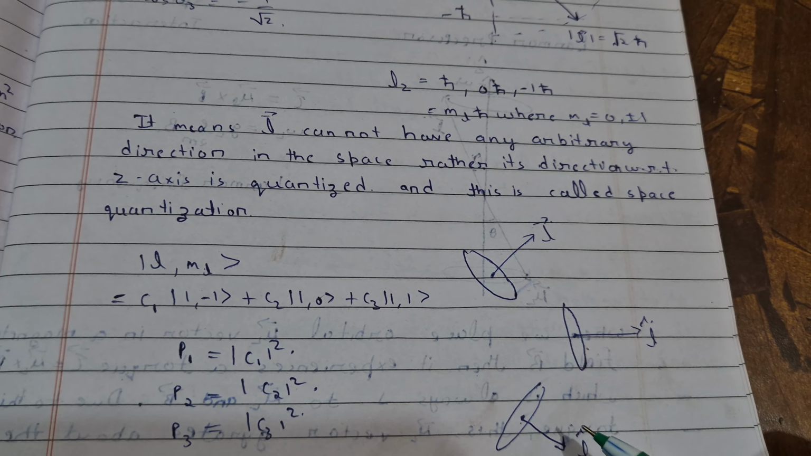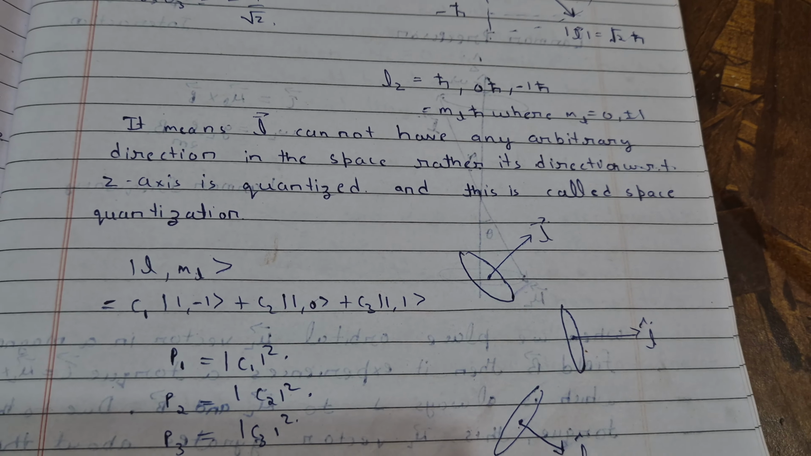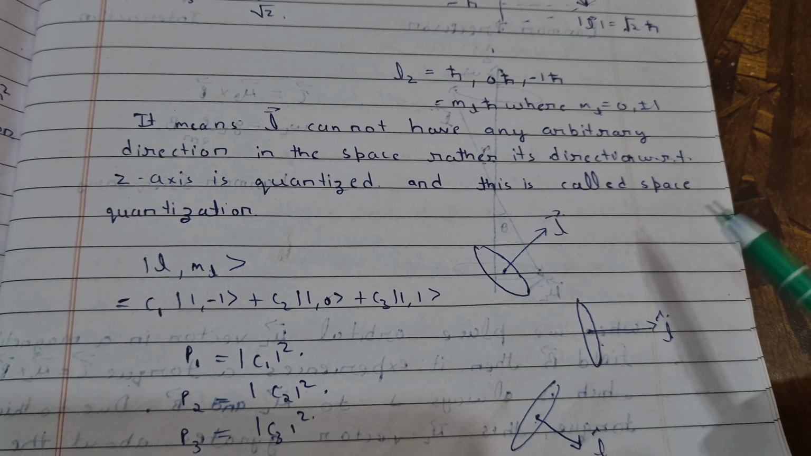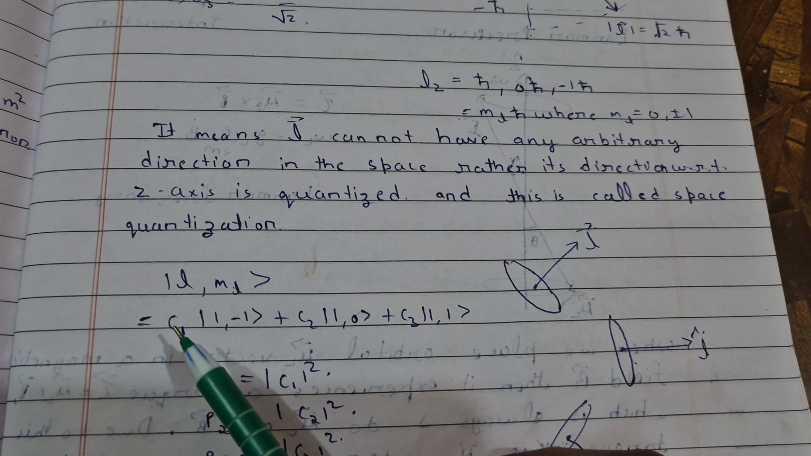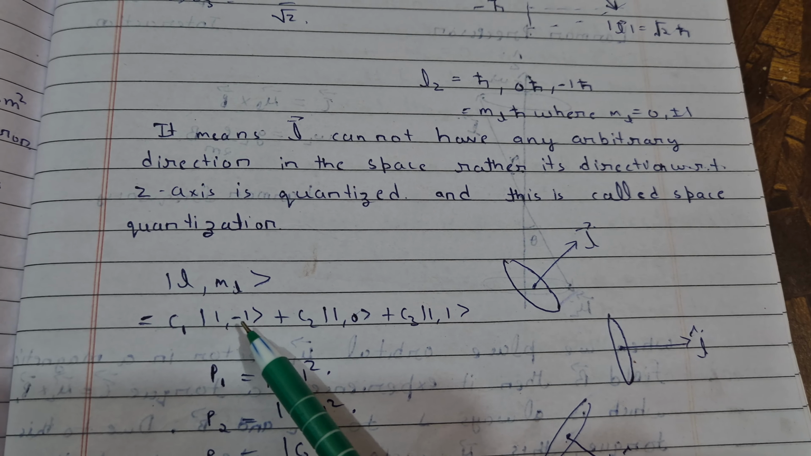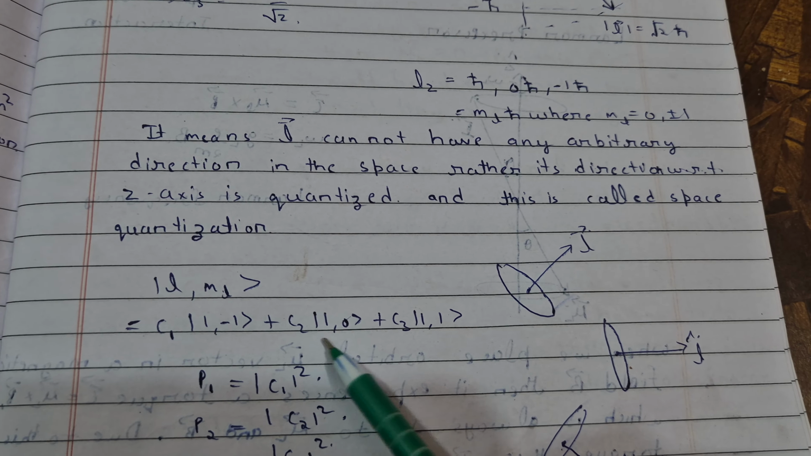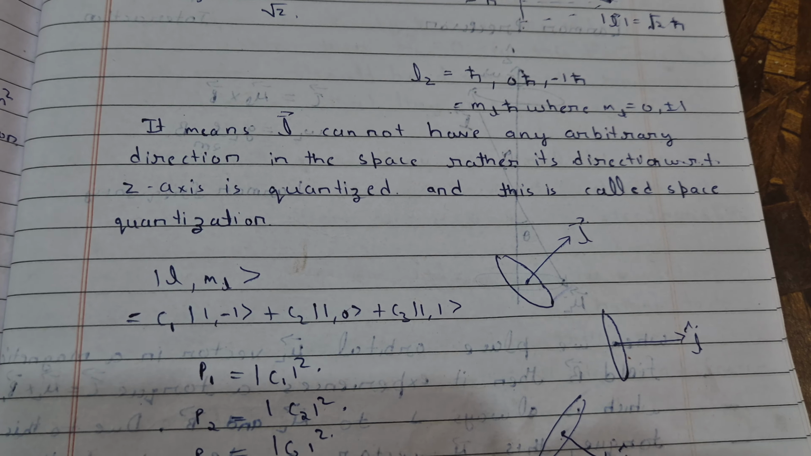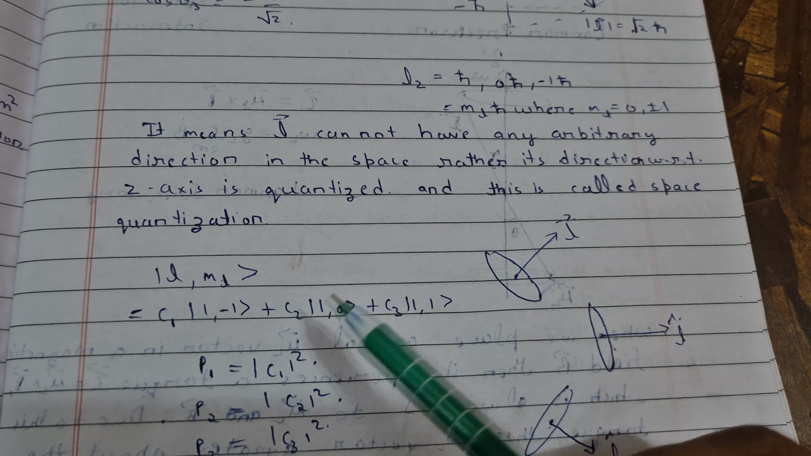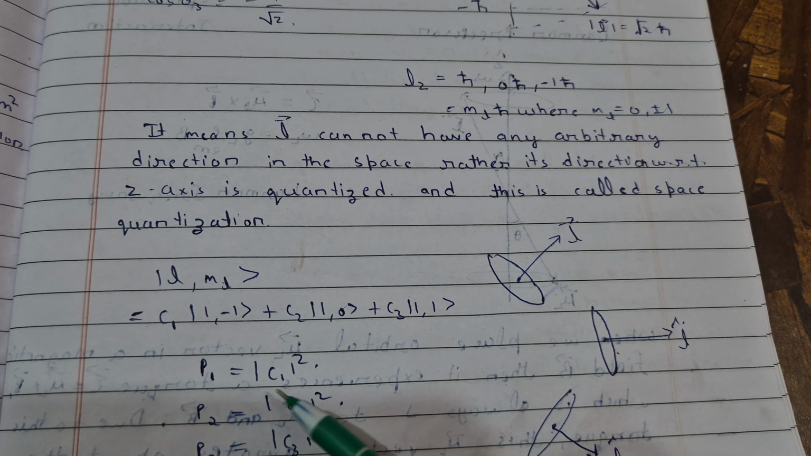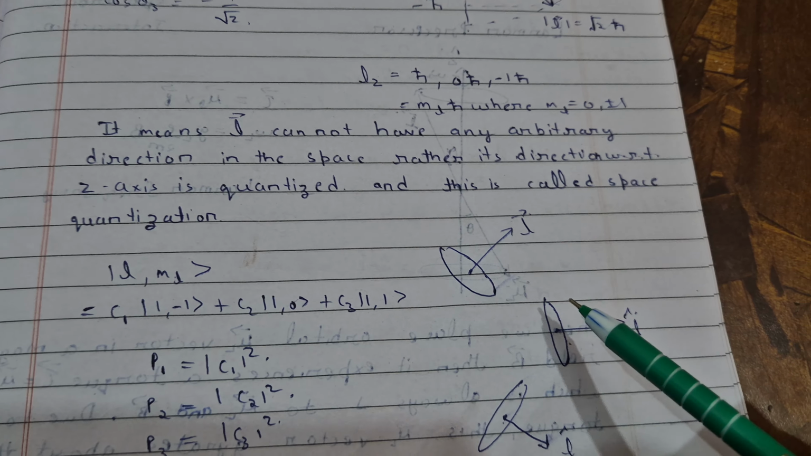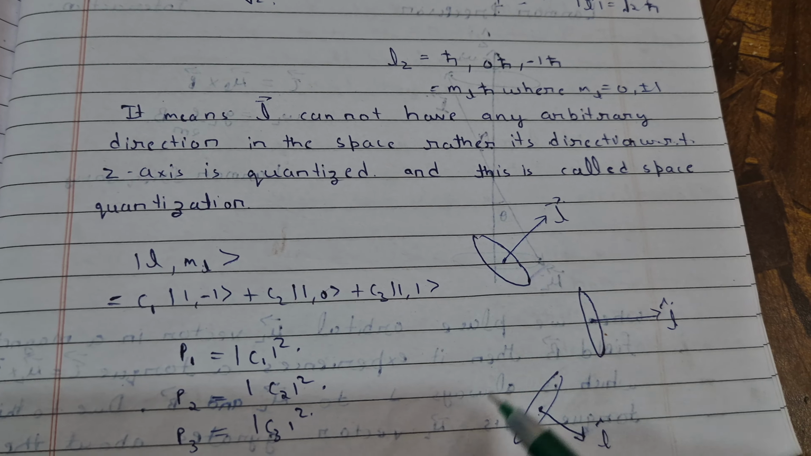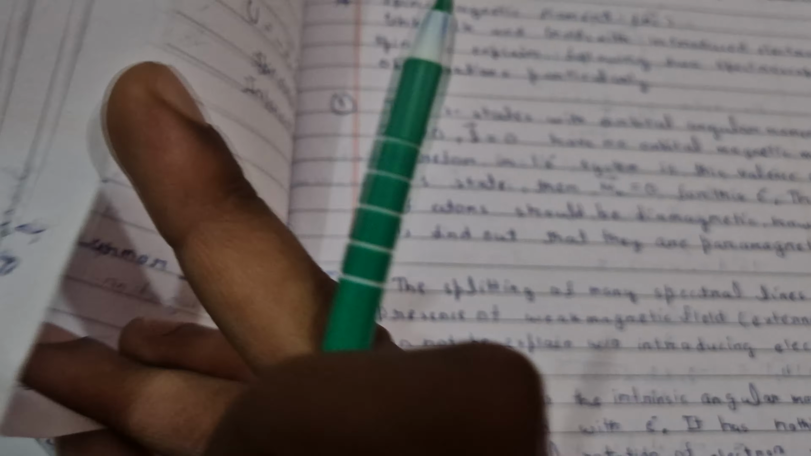So all orbits are the same, but their orientations will be different, and you can also find the probability of each orientation. From quantum mechanics, you know how to write this. For L equal to 1, ml is -1, 0, 1, with coefficients C1, C2, C3 for the wave function. If this is a normalized wave function, then the probabilities will be P1 equals C1 squared, P2 equals C2 squared, P3 equals C3 squared. That's how you can find the probability for different orientations.